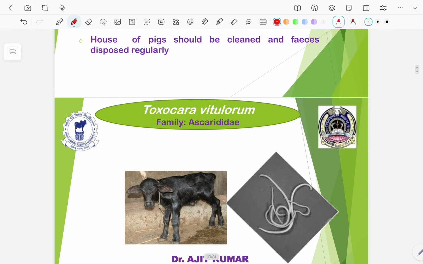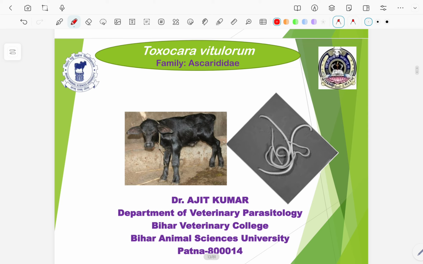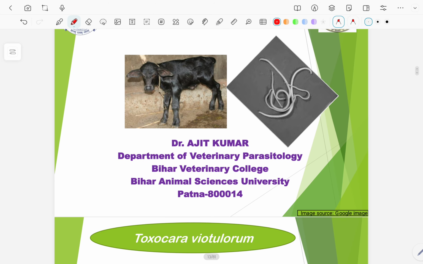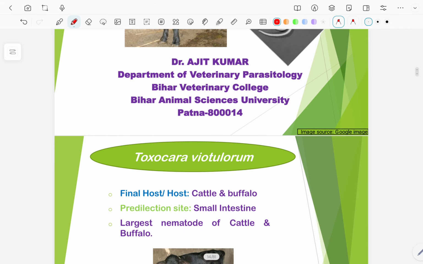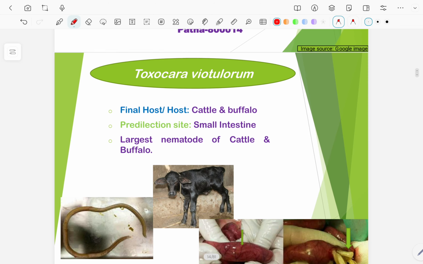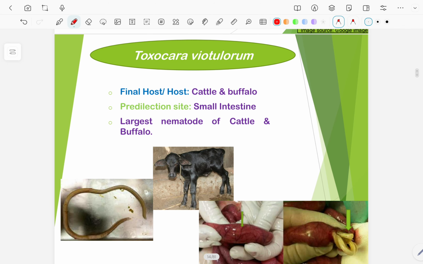Toxocara vitulorum, family Ascaridae. Final host: cattle and buffalo. Predilection site: small intestine. It is the largest nematode of cattle and buffalo.